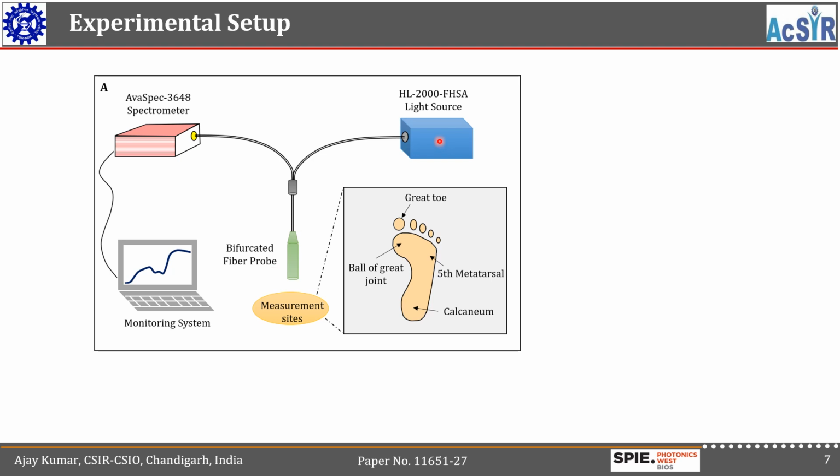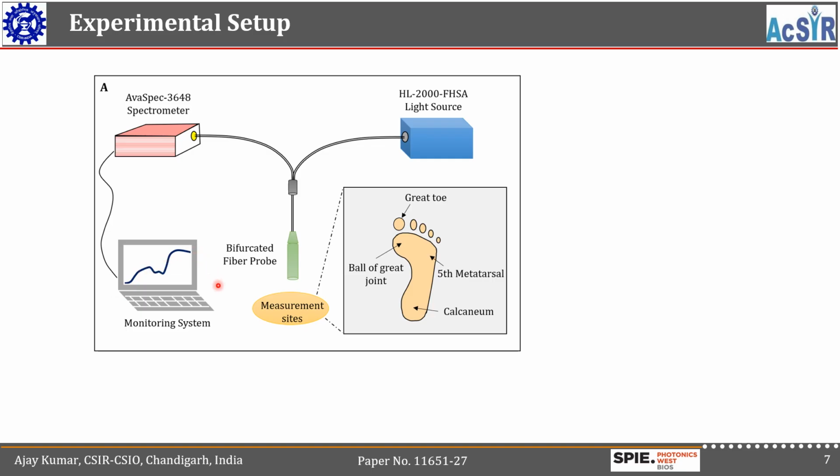The white light from this halogen light source is guided through this fiber to illuminate the measurement sites, and the diffuse reflectance from the measurement site is detected by the collection fiber and is guided through this fiber to the spectrometer. The diffuse reflectance detected by the spectrometer is displayed on the monitoring system, as you can see from this figure.